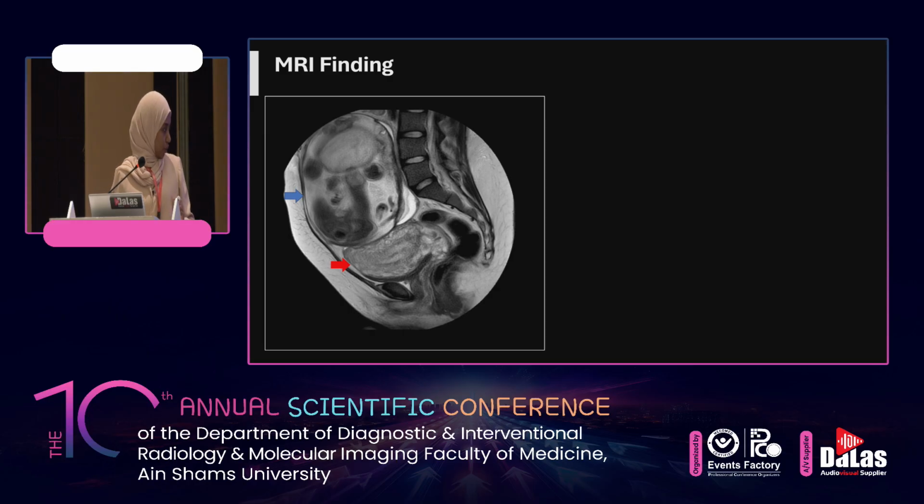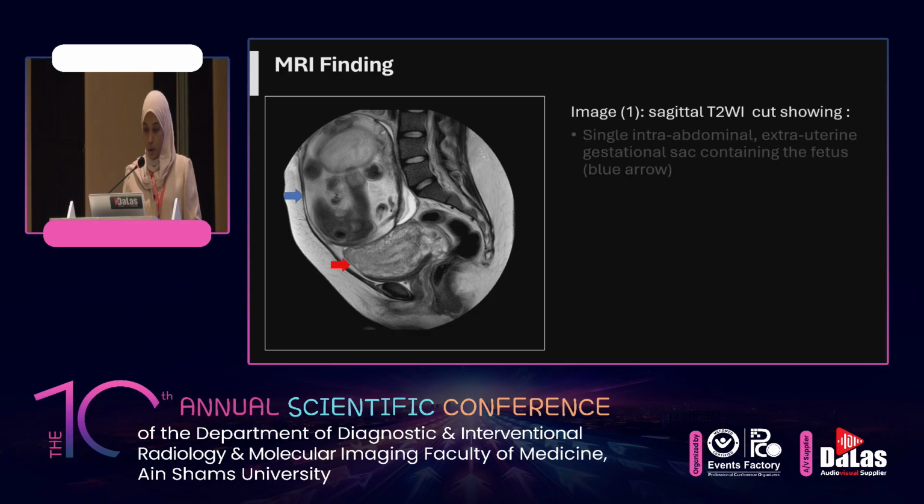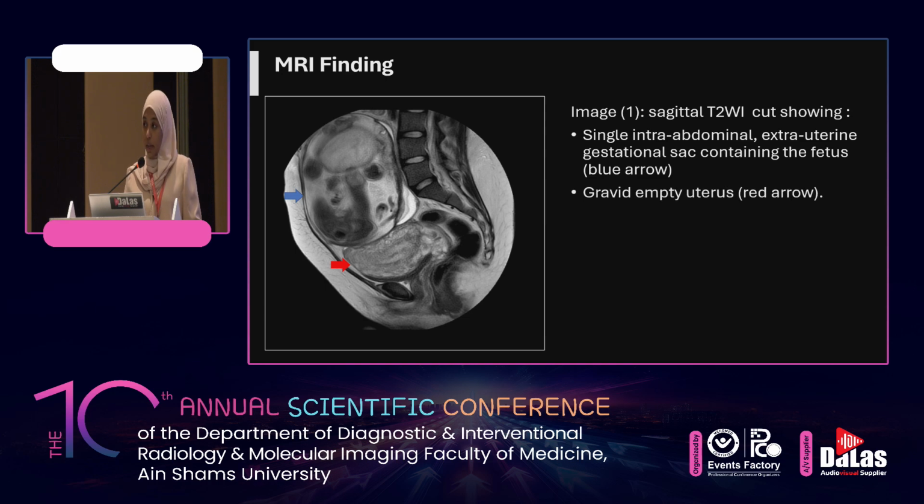Surprisingly, our MRI findings show an extra-uterine, intra-abdominal gestational sac located outside the uterus. The uterus appears gravid and empty. This is the sagittal T2, where the imaging shows a single intra-abdominal extra-uterine gestational sac containing the fetus, pointed with the blue arrow. And the uterus appears empty and gravid due to the action of the hormones during pregnancy.